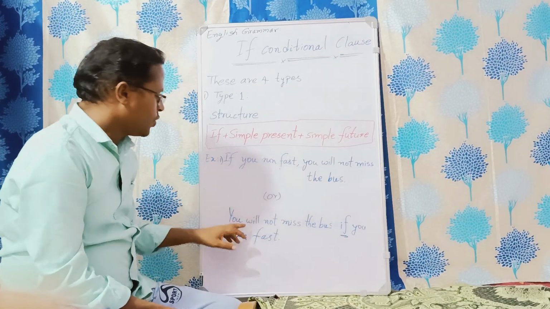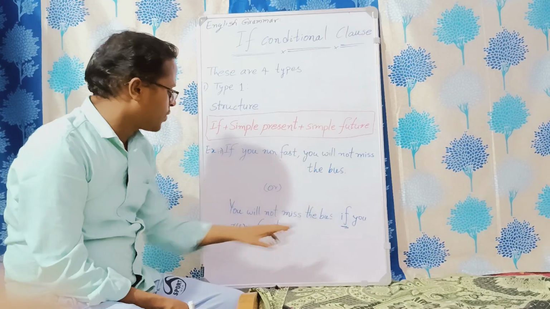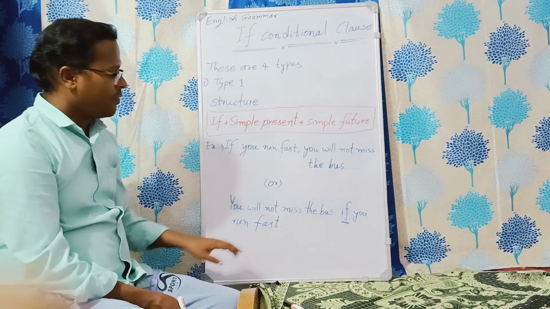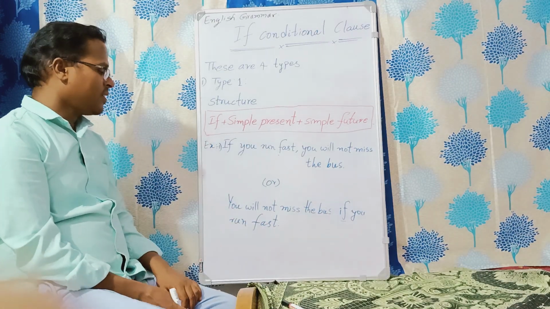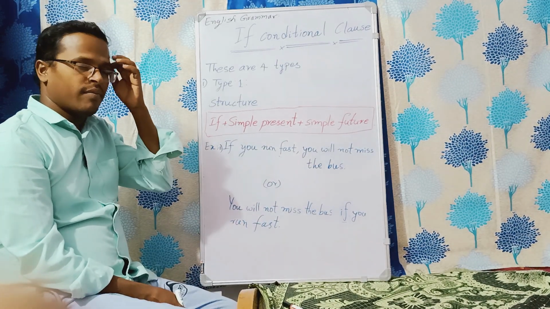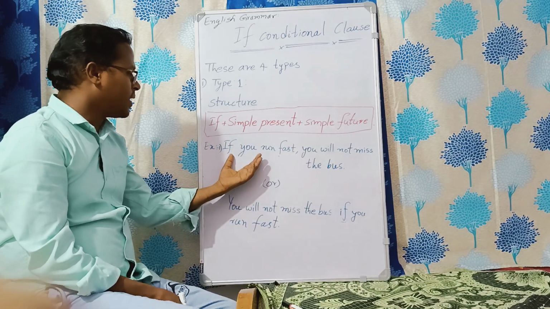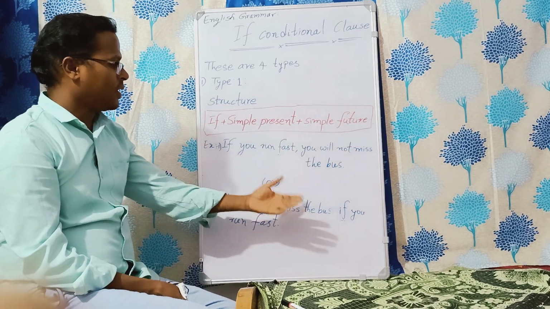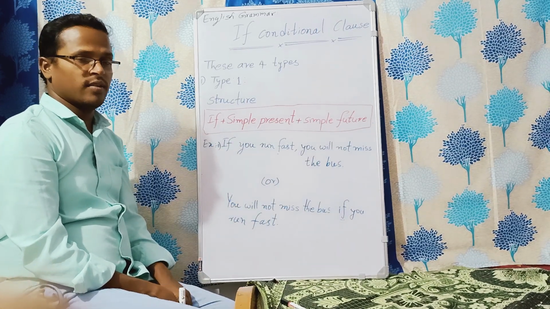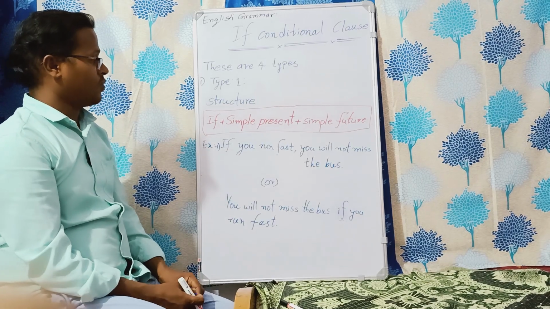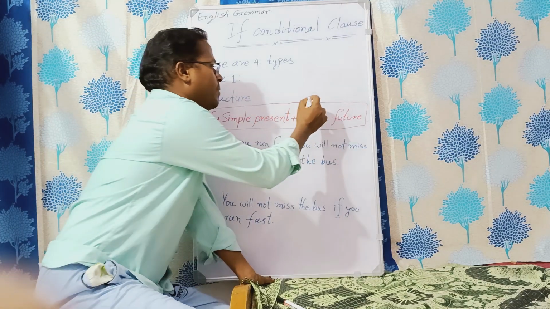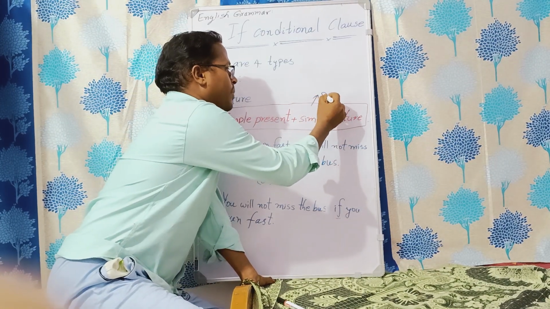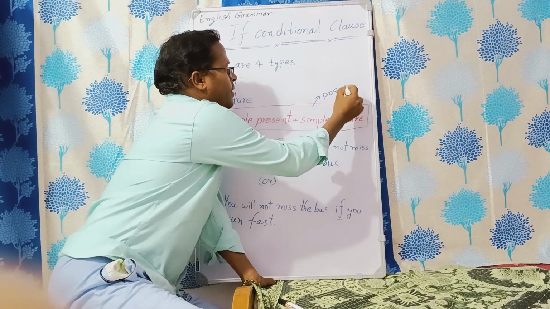If you run fast, you will not miss the bus. If you run fast is the conditional clause. So for conditions we have to use if. You can write it in the beginning or at the end of the sentence, in the second clause. This is type 1 conditional clause, and it expresses a possibility that can happen.